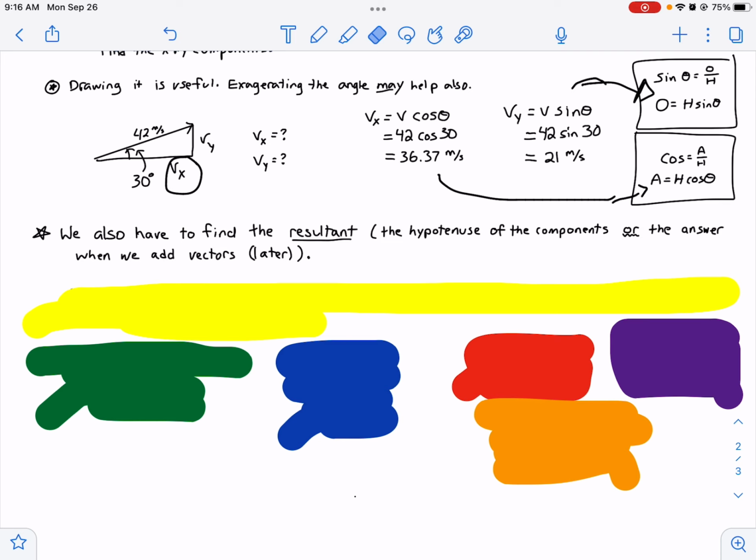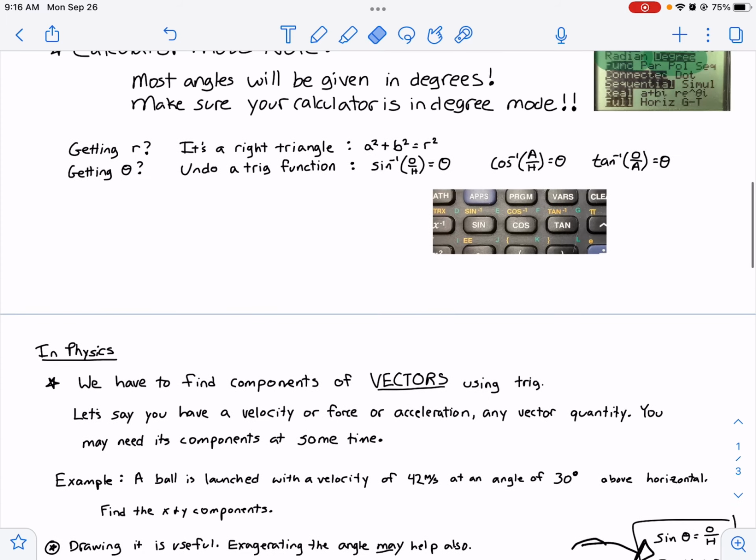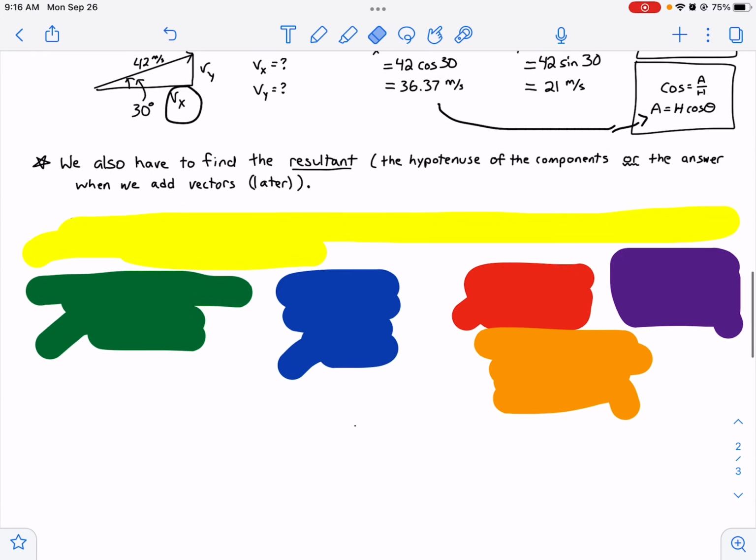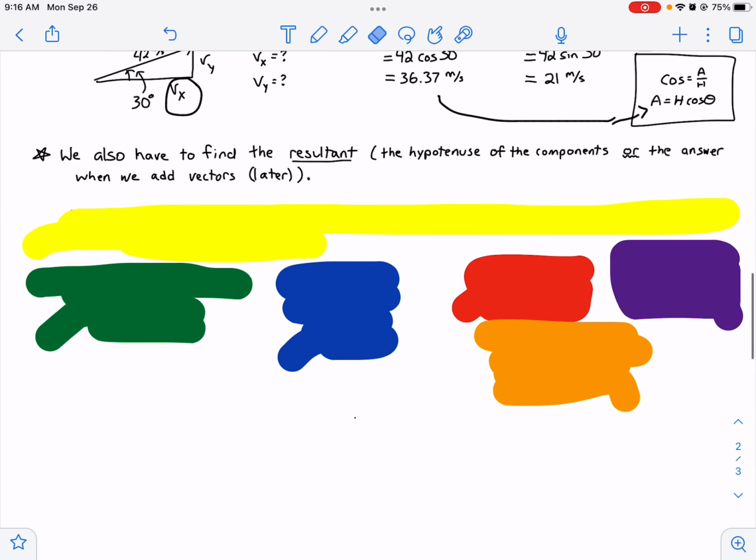So the next thing we might have to do is finding the resultant. I talked up here about getting R and getting theta and what you would do there. This is what we do in physics. We call it finding the resultant. That's a fun word right there, resultant. Right now, it means finding the hypotenuse of the components, but later on, we'll be adding vectors, especially when we're adding forces, to find out what the resultant force is. That's a really big thing that we do, and you'll get really good at it, don't worry.